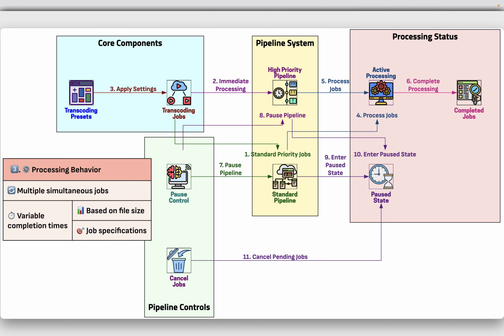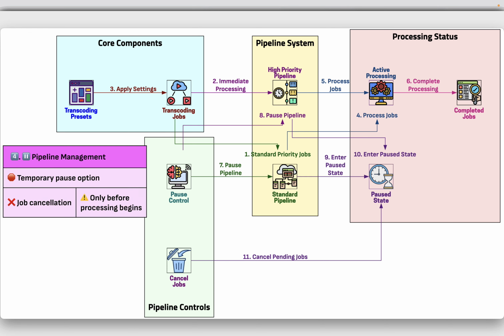The processing behavior of pipelines is dynamic, which allows multiple jobs to be processed simultaneously. Completion times vary significantly depending on factors such as file size and job specifications, which means jobs may not necessarily complete in their creation order. Pipeline management includes the ability to temporarily pause processing and cancel jobs, though job cancellation is only possible before the processing begins. This feature provides control over the workflow and the resource allocation.